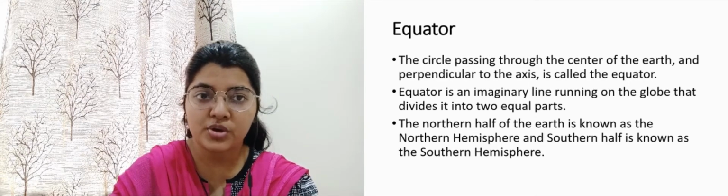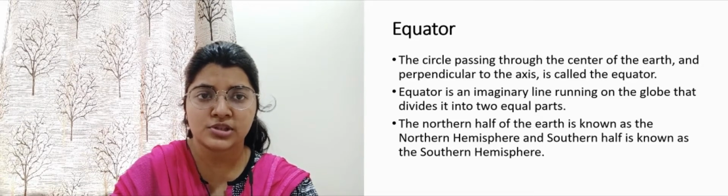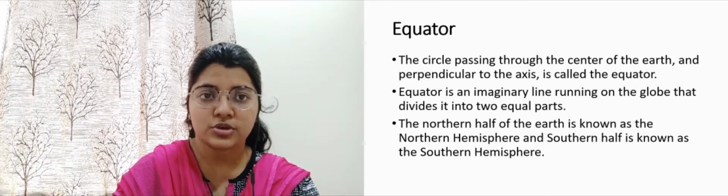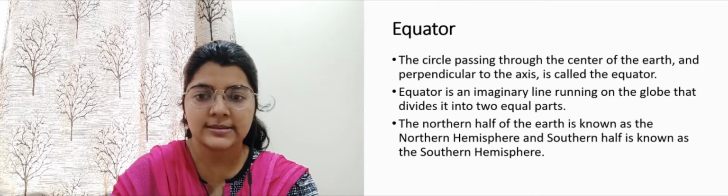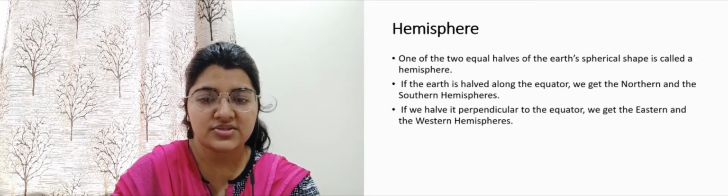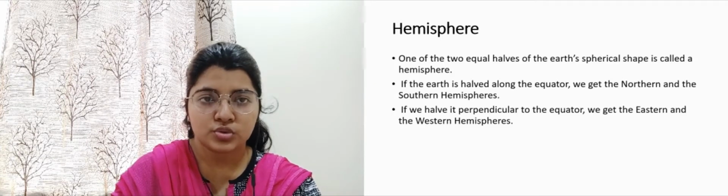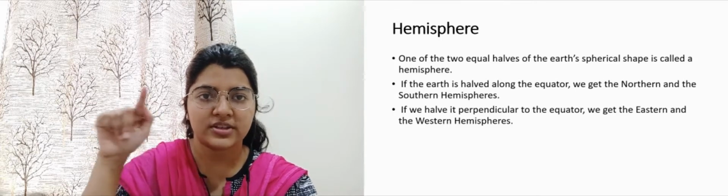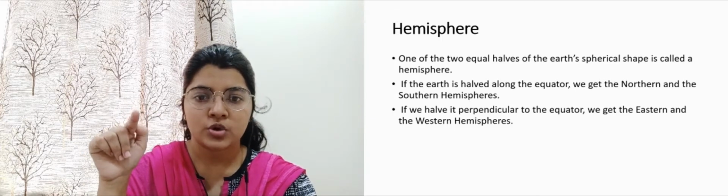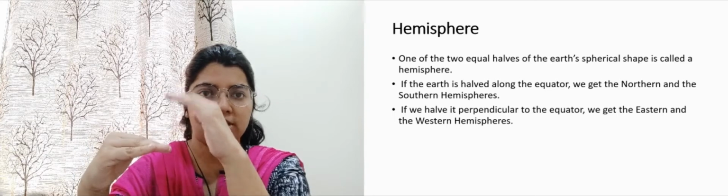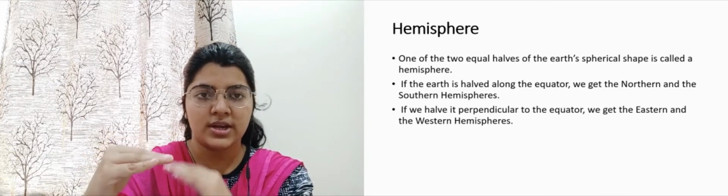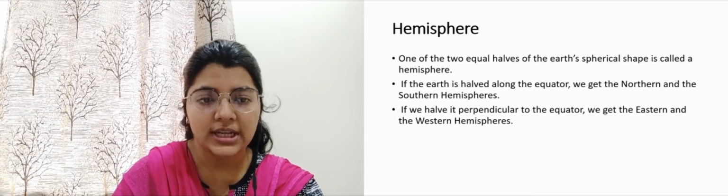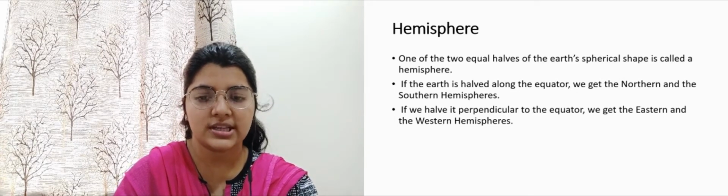I hope you have understood the meaning of axis, poles, equator and all those terms so far. Now we will move to the next part, which is hemispheres. One of the two equal halves of the earth's spherical shape is known as a hemisphere. If this is the round earth, it has two halves, one northern and one southern hemisphere.